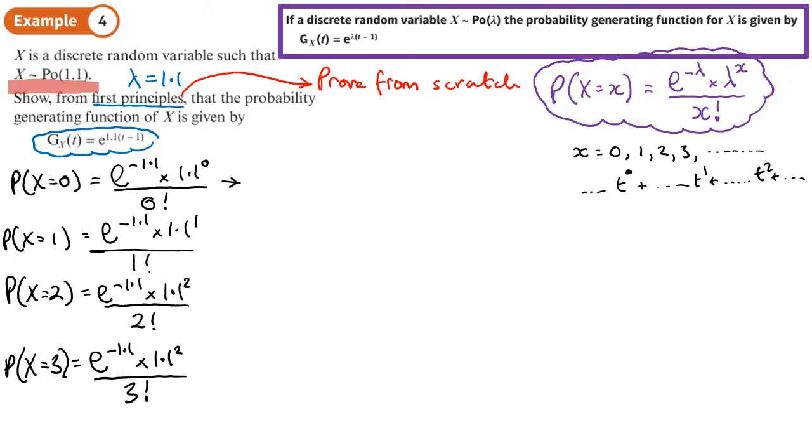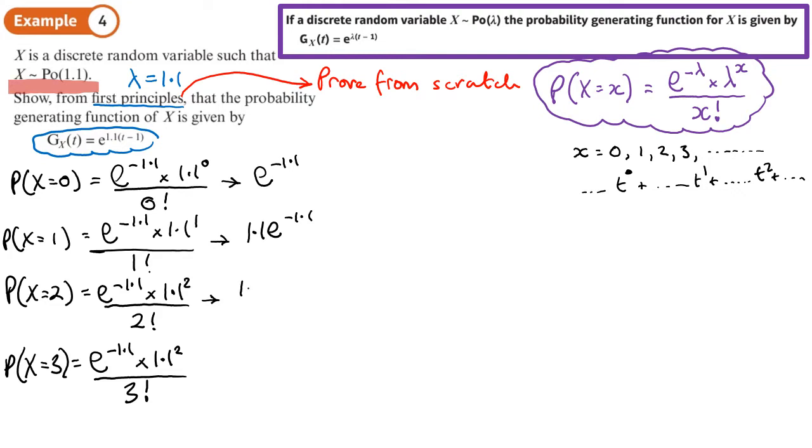So this one, well, we're basically timesing by 1 and dividing by 1 because 0 factorial is 1. So we just end up with e to the power negative 1.1. Here we'll do the same thing, dividing by 1 factorial, so we effectively divide by 1, so here we just end up with 1.1 e to the power negative 1.1. We'll do the same here.